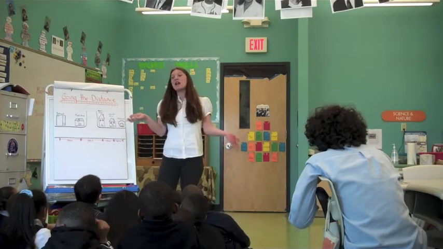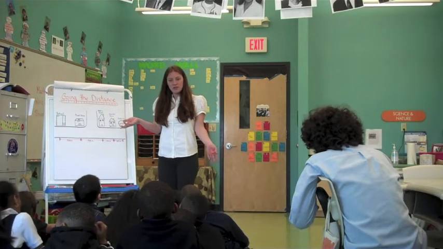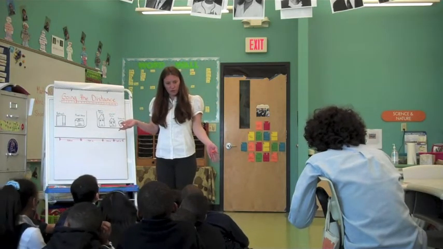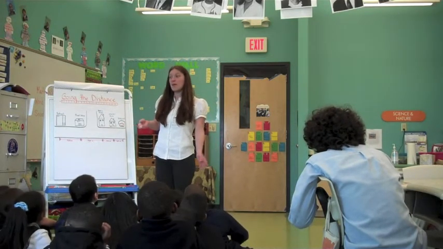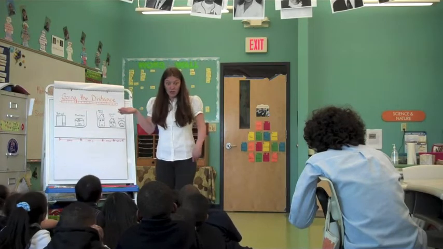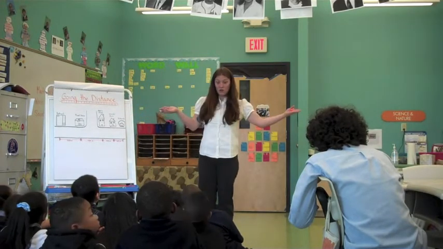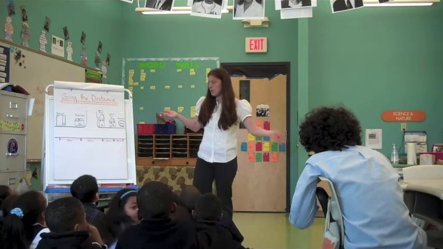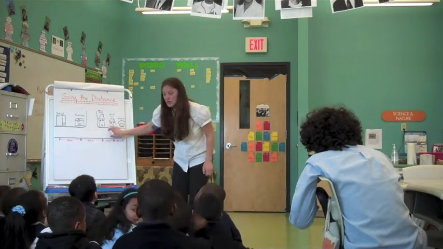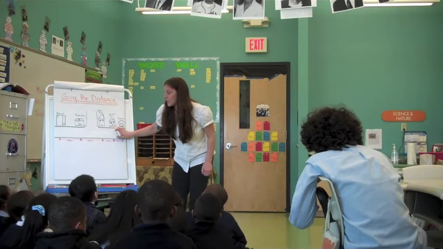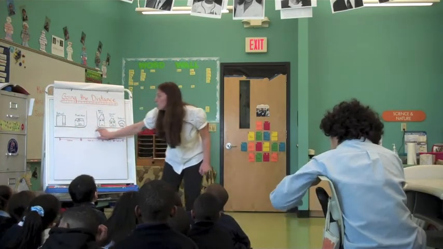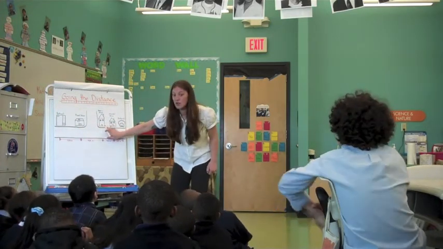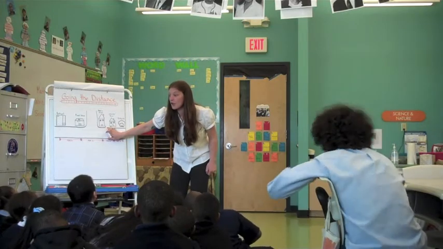Think about your neighbor's house. Your neighbor's house is close to you. Then I want you to think about where your house is in comparison to school. That's a much longer distance. Okay? So these two houses are close. From school to Alex's house looks further.